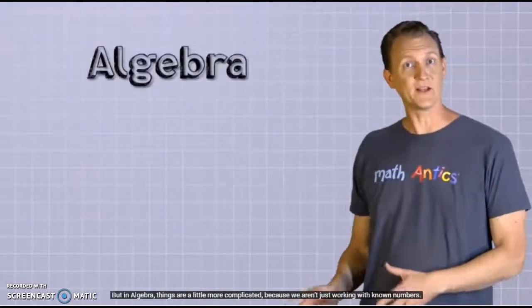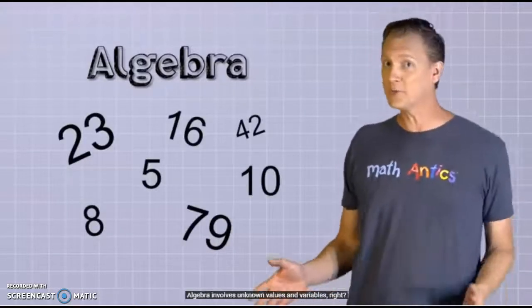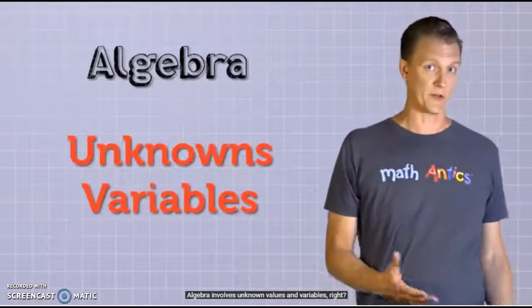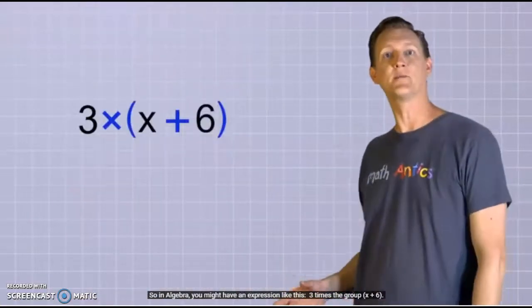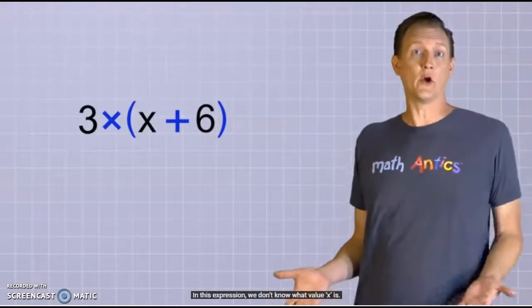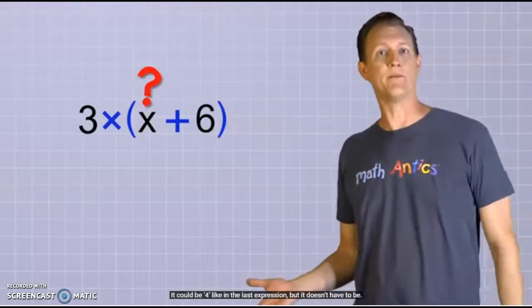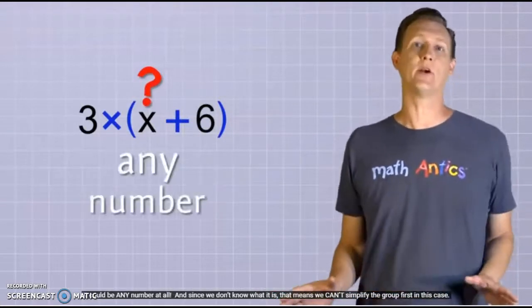But in algebra, things are a little more complicated because we aren't just working with known numbers. Algebra involves unknown values and variables, right? So in algebra, you might have an expression like this: 3 times the group x plus 6. In this expression, we don't know what value x is. It could be 4, like in the last expression, but it doesn't have to be. It could be any number at all.